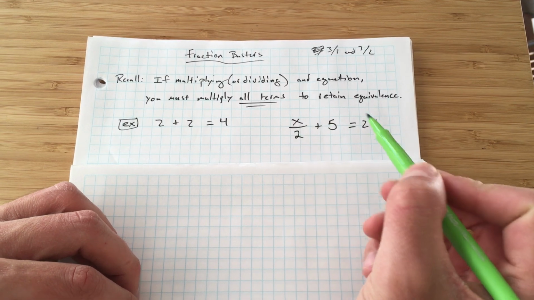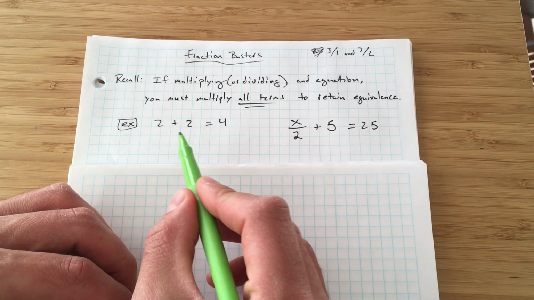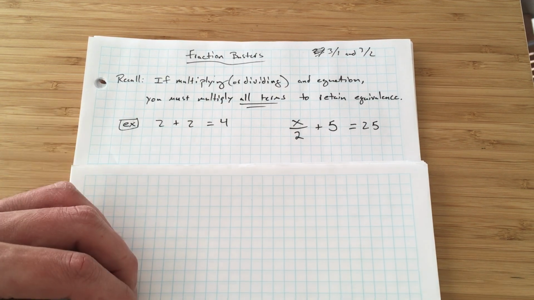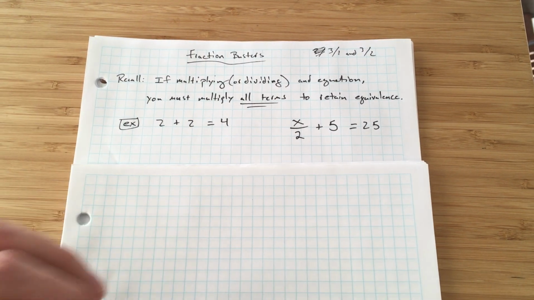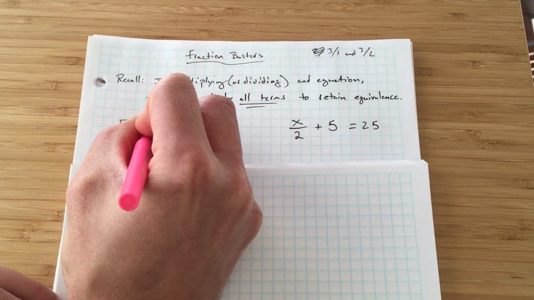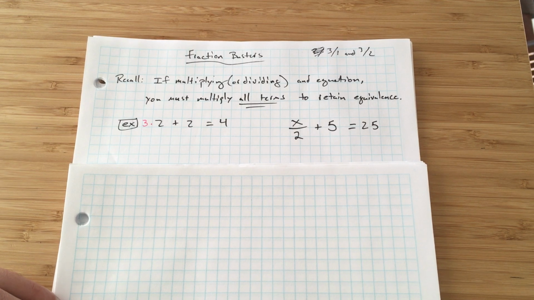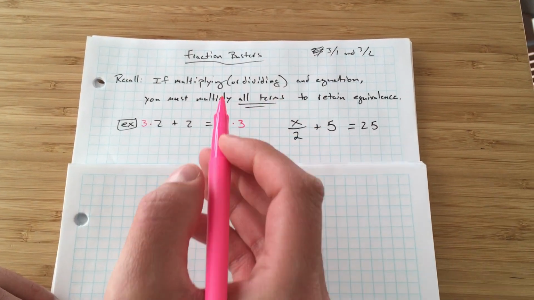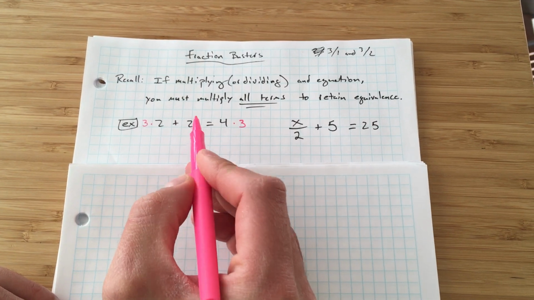I will get to this example, but to show you why we have to do this, I'm going to use an easy example like 2 plus 2 equals 4. So if I have 2 plus 2 equals 4, and for some reason I want to multiply one of these numbers by 3, well, you know that we would have to multiply the other side of the equation by 3. But we also have to multiply this other term right here by 3.